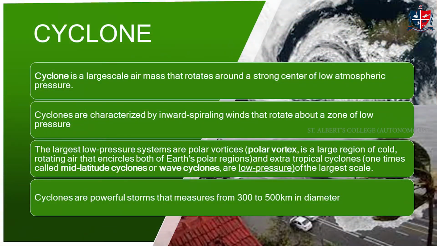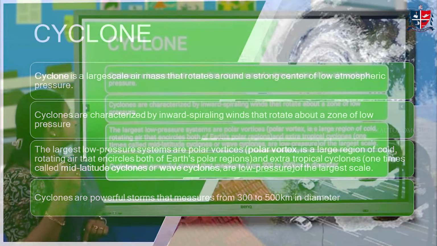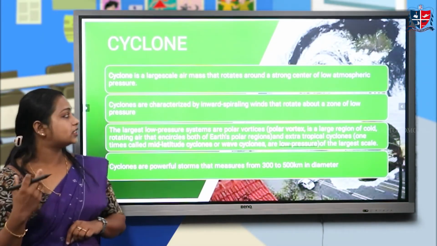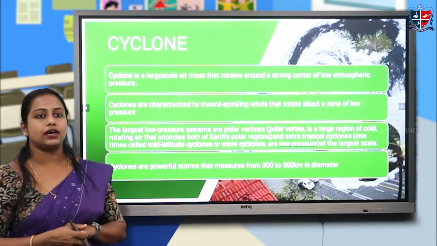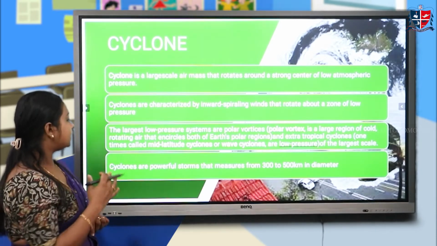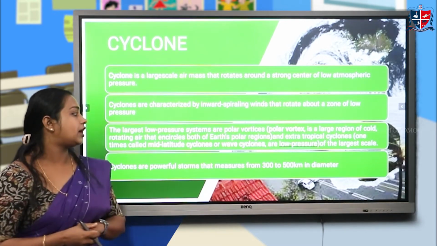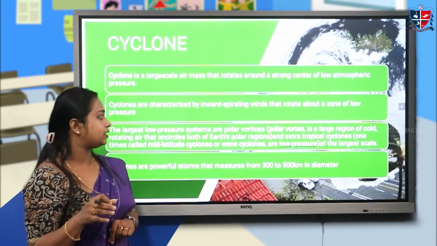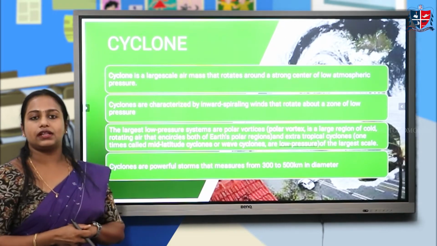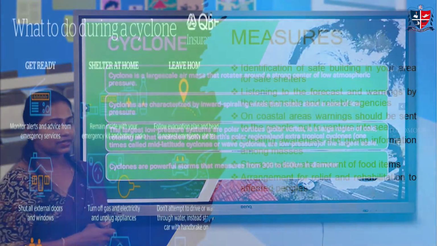Cyclone is another disaster. A cyclone is a large-scale air mass that rotates around a strong center of low atmospheric pressure. Cyclones are characterized by inward spiraling wind that rotates, and these are very powerful storms that measure from 300 to 500 kilometers in diameter. So this is the cyclone type of disaster.